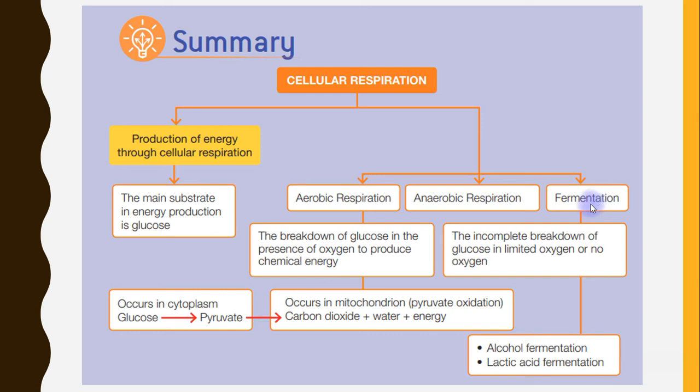Whereby fermentation can be divided into two types, alcohol fermentation and lactic acid fermentation. Okay, what is fermentation? It is an incomplete breakdown of glucose in limited oxygen or no oxygen. That is the keyword of fermentation: incomplete breakdown of glucose with limited oxygen or without oxygen. Please go through again what alcohol fermentation and lactic acid fermentation are, and also their examples.